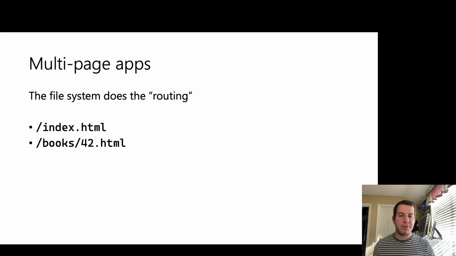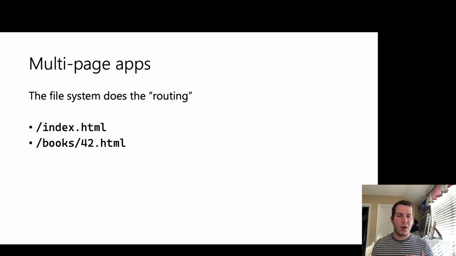In this case, the file system does the quote-unquote routing, but the state is kept in the URL, so we can hit refresh, we can use the browser's back and forward buttons, and we can also send the link to someone else or bookmark the page, and all of these things will work. So it's doing everything that we want it to do.